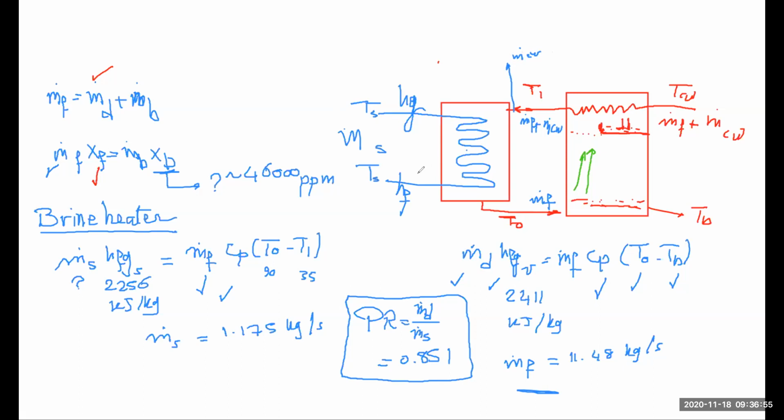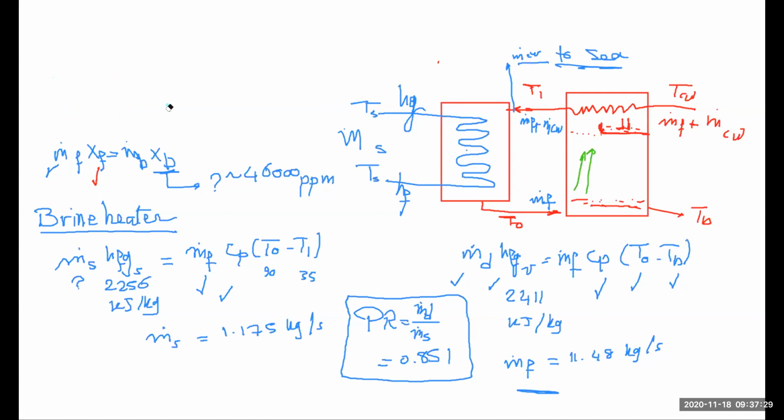It would need a lot of energy for nothing. Only what you need to heat here is m dot f. So we get rid of m dot cooling water to the sea, and we only pass the m dot f inside the brine heater. Is it clear now? Yes. Okay.